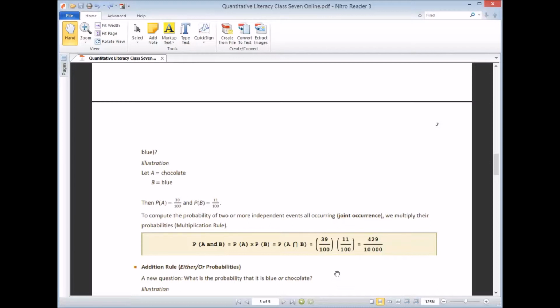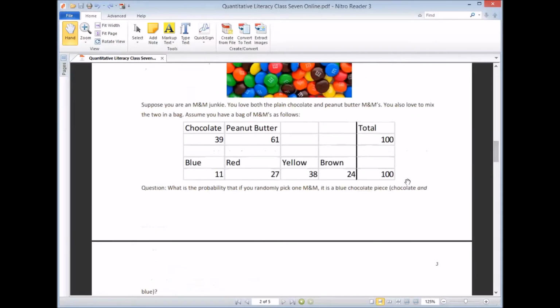And you can leave it as a fraction, or you can calculate the decimal. So 429 divided by 10,000. Whatever that is, that's your probability for getting a blue and chocolate, or blue chocolate M&M. You know the problem is the and probability, or to use the multiplication rule, because it will say so in the problem. If the problem is and or implied and, then it's an and probability.